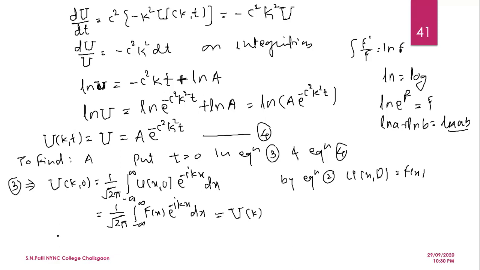So we get U(k, 0) = capital U(k). When we simplify, we get the function of k. Since f(x) is not given, that's why we consider U(k). Now, similarly, put t = 0 in equation number 4. Then equation 4 becomes U(k, 0) = a e raised to 0, which is 1.